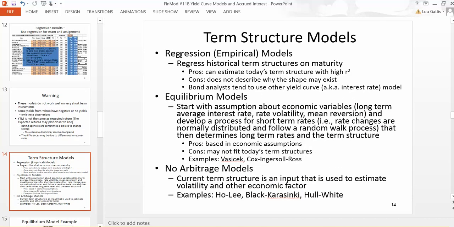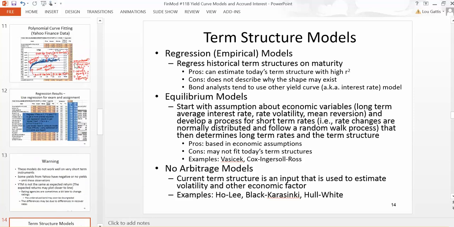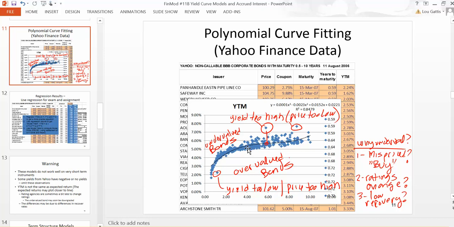So this is a term structure model, and this is specifically a regression or empirical model. And the nice part about it is it's theory-free. I guess the only theory is maturity drives yield. The downside is that you don't really know why the yield curve is shaped like this. I mean, why shouldn't it be flat and all these bonds are, say, undervalued? Or why shouldn't it go up steeper and all these bonds are overvalued?